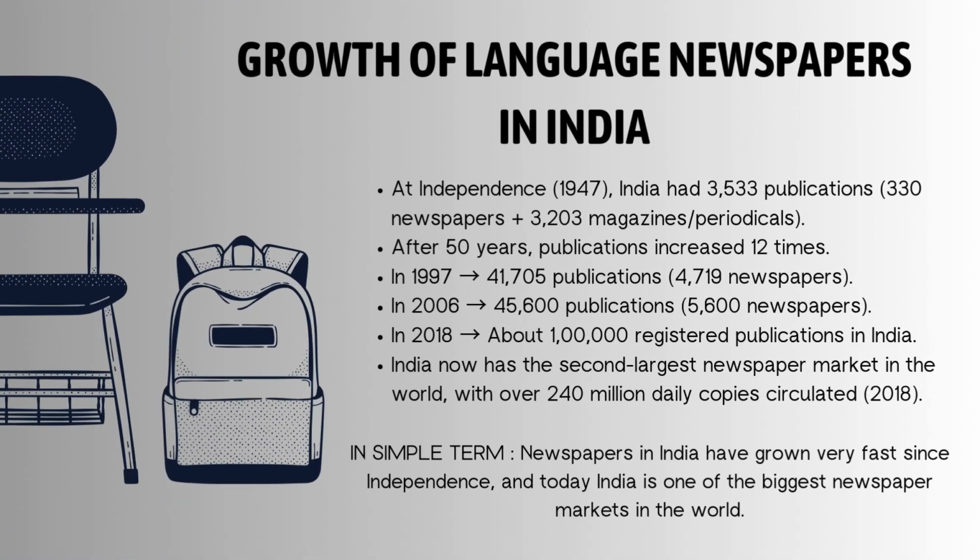Growth of language newspapers in India. At independence, 1947, India had 3,533 publications: 330 newspapers plus 3,203 magazines and periodicals. After 50 years, publications increased 12 times. In 1997, 41,705 publications, 4,719 newspapers. In 2006, 45,600 publications, 5,600 newspapers. In 2018, about 1 lakh registered publications in India.